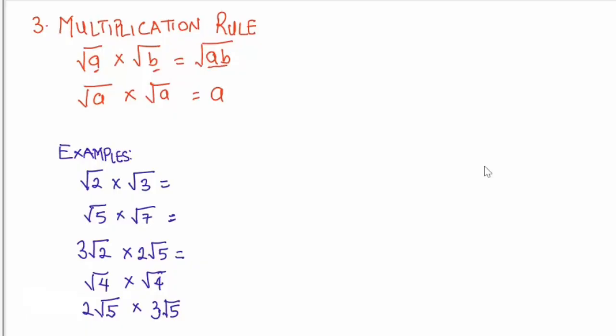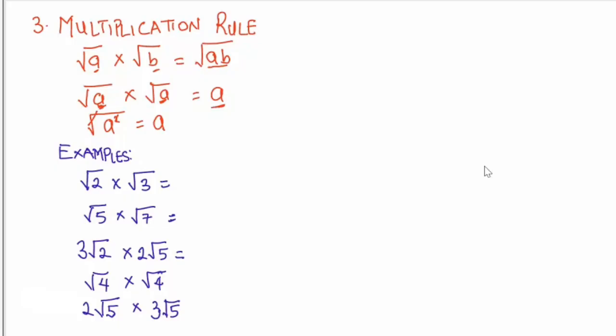Now, the second one is an interesting case. If we have root a times root a, we can take a single root. Now, a times a will give us a squared, and the square root of a squared is just a, because the square root cancels out the square. So at the end of the day, we end up having a. So when you have two similar surds, a and a, just pick the number as your answer.